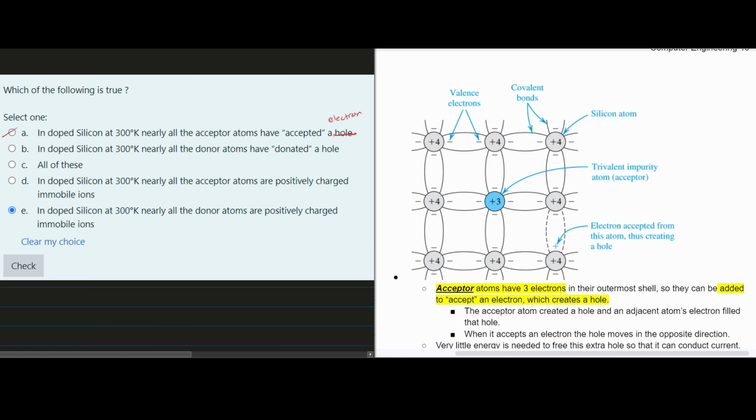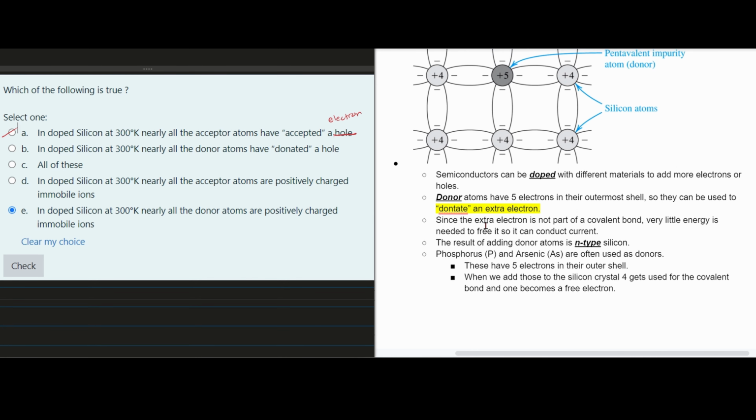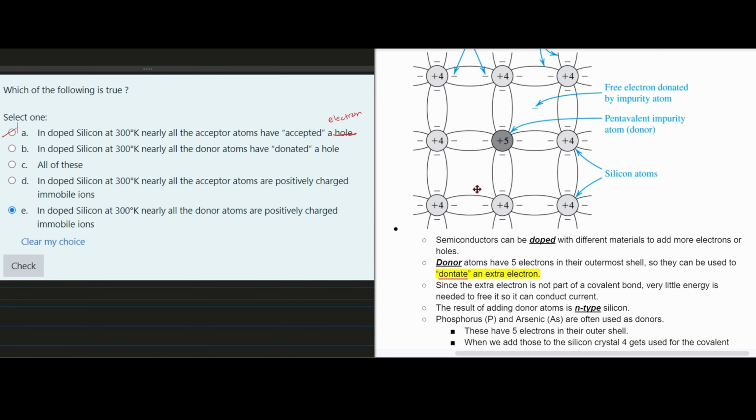Next, we have in doped silicon at 300 degrees K, nearly all the donor atoms have donated a hole. So if we look at this and we go to the donor section, which I believe is up here, we have our donors right here, and a donor has 5 electrons, so our donor's in the middle, 5 electrons in the outermost shell. And so we can donate one of the electrons, so we have a free moving electron here.